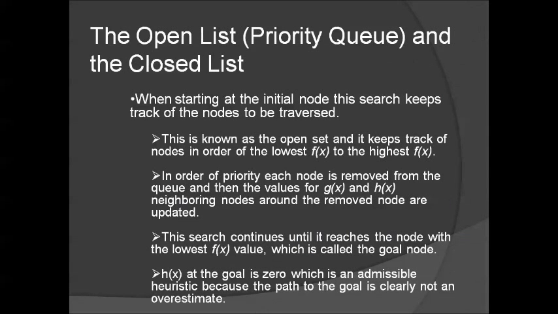When starting at the initial node, the search keeps track of the nodes that are to be traversed. This is known as the open set, and it keeps track of the nodes in order of the lowest f(x) to the highest f(x). In order of priority, each node is removed from this queue, and then the values for g(x) and h(x) of neighboring nodes around the removed node are updated. This search continues until it reaches the node with the lowest f(x) value, which is called the goal node. So h(x) at the goal node is 0, which is an admissible heuristic because the path to the goal is clearly not an overestimate.